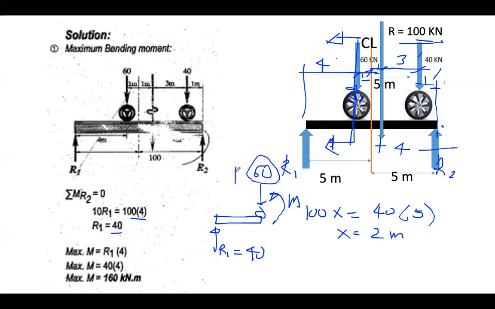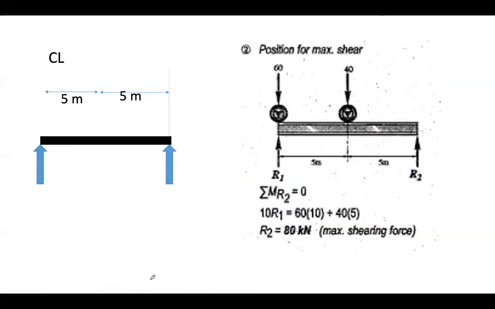Okay? So, what is moment? It's just R1 times 4. 40 times ano itong distance? 4 meters. Becomes 160 kilonewton meter. That's the maximum moment. Now, maximum shear.